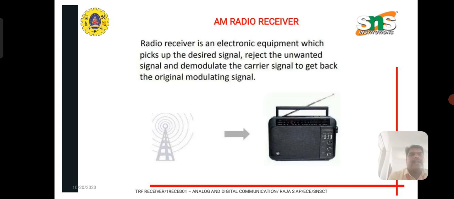So why do we go for the radio receiver? A radio receiver is an electronic equipment which picks up the desired signal, rejects the unwanted signal, and demodulates the carrier signal to get back the original modulating signal. So the main purpose is to select the desired signal and reject the unwanted signal.